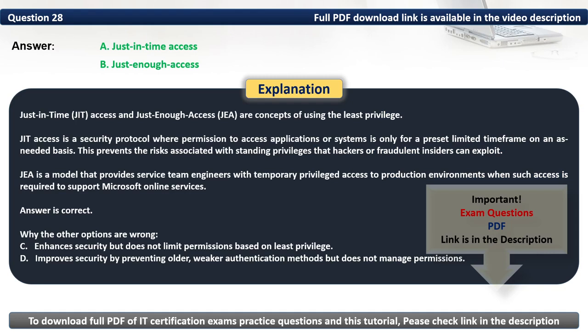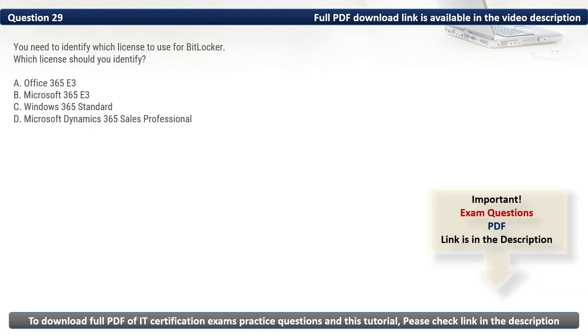Just in time access and just enough access are concepts of using the least privilege. JIT access is a security protocol where permission to access applications or systems is only for a preset limited time frame on an as needed basis. This prevents the risk associated with standing privileges that hackers or fraudulent insiders can exploit. JEA is a model that provides service team engineers with temporary privileged access to production environments when such access is required to support Microsoft online services. The answer is correct.